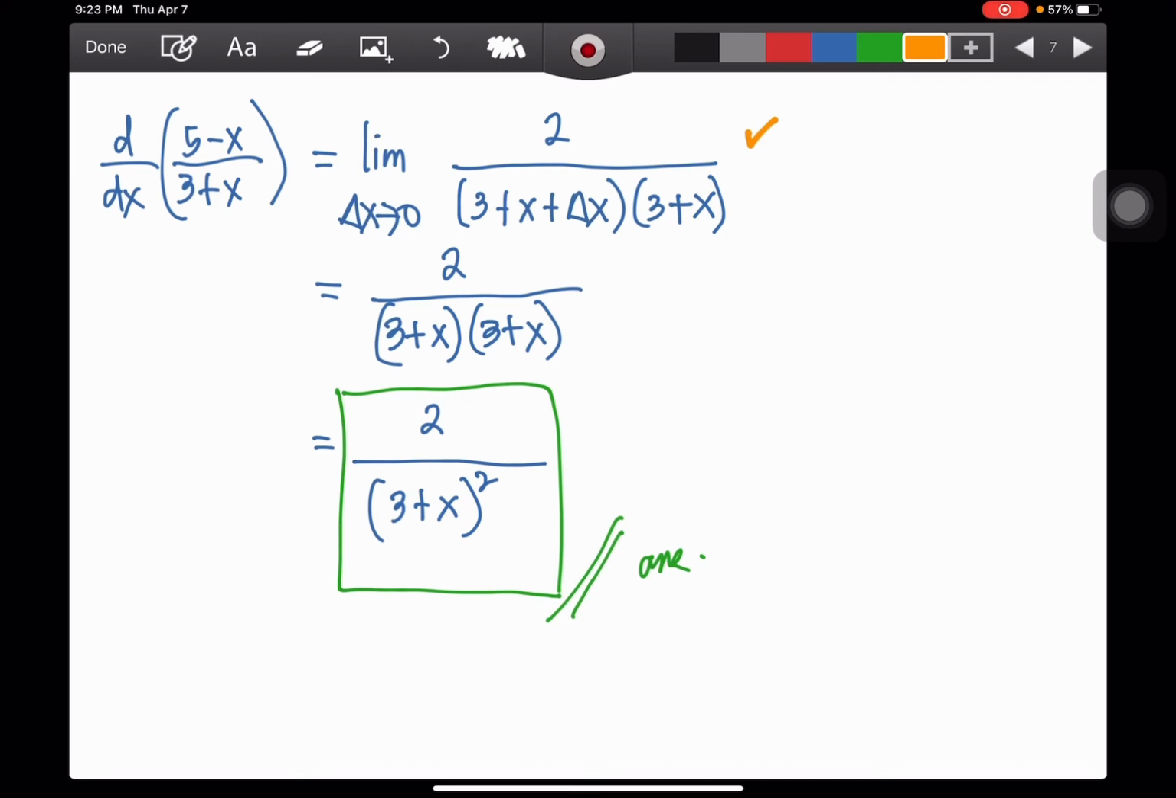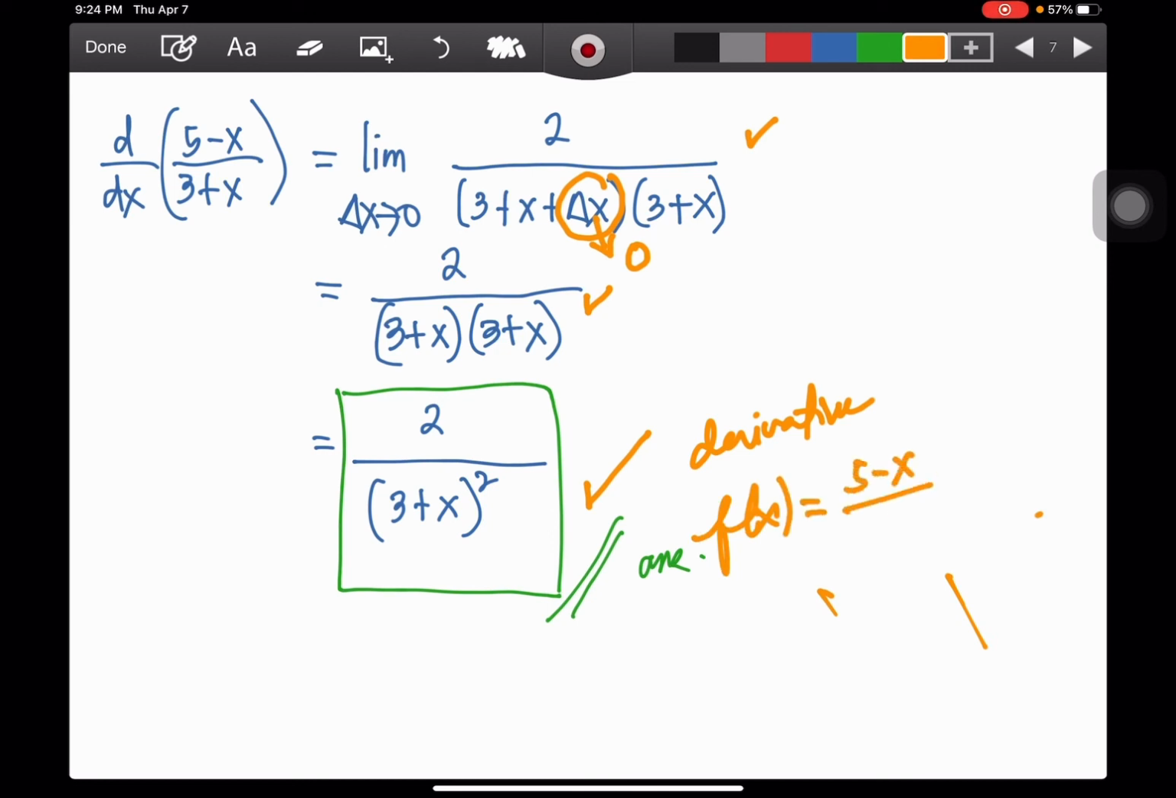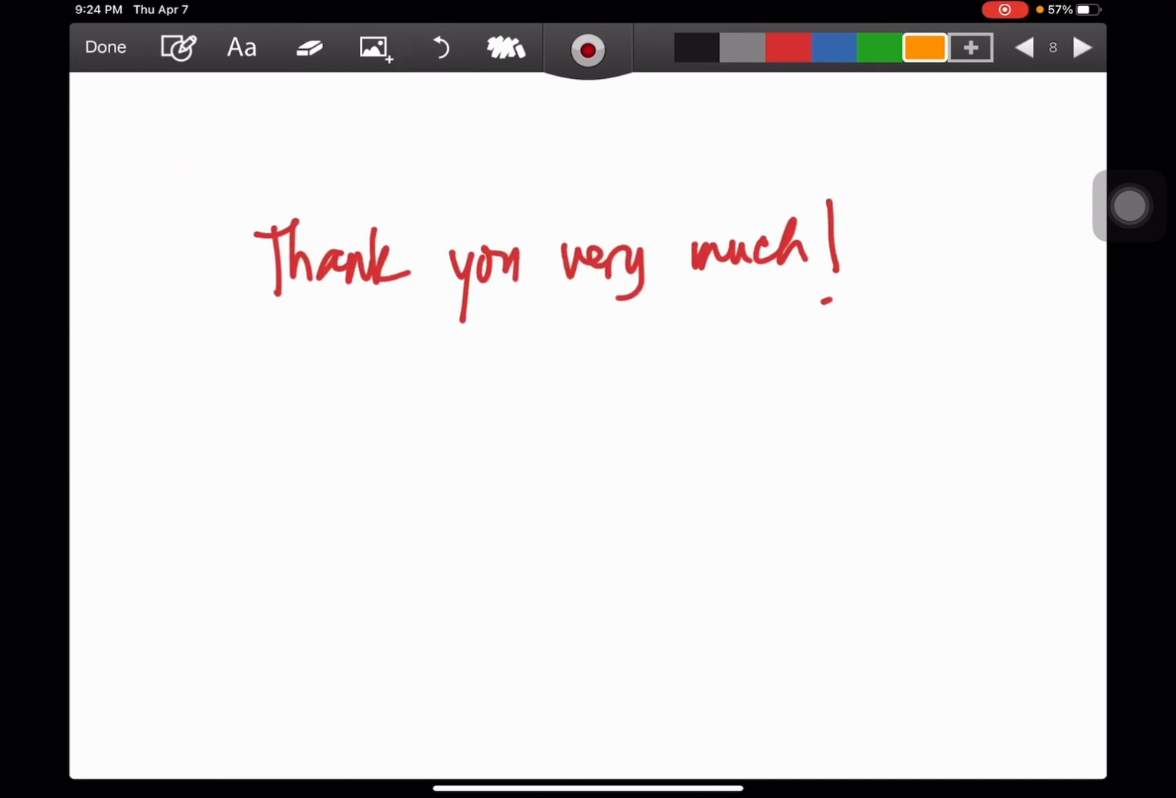0. When we evaluate this limit, our delta x is equal to 0, so that we can see that our denominator contains the same binomials, 3 plus x and 3 plus x. So you have 2 over the square of the quantity 3 plus x as your final answer, which is the derivative of the given function, f of x equals 5 minus x all over 3 plus x.